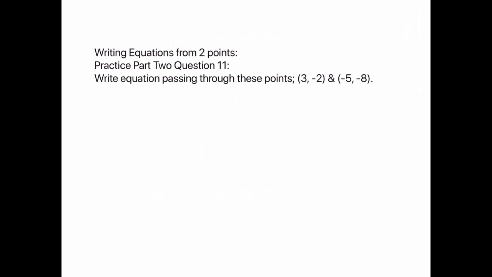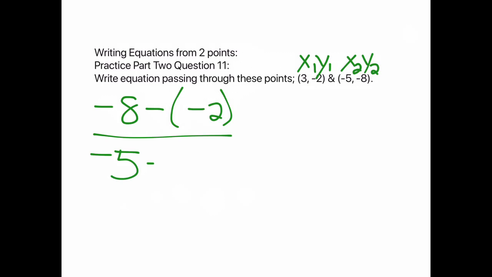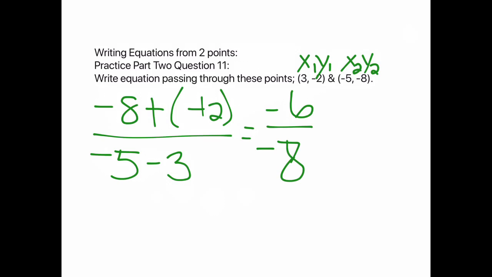All right, our last bit today. Sometimes they might ask you to write an equation from 2 points. This comes from practice part 2, question number 11. So if they've given you only 2 points, you have to find the slope between those 2 points first. So remember, you have always x's and then y's, and it doesn't matter which one you make 1's or 2's. So when we plug these into our equation, negative 8 take away a negative 2 over negative 5 take away 3. Remember, negatives and negatives are actually positives. So we have negative 6 over negative 8, which reduces to positive 3/4.